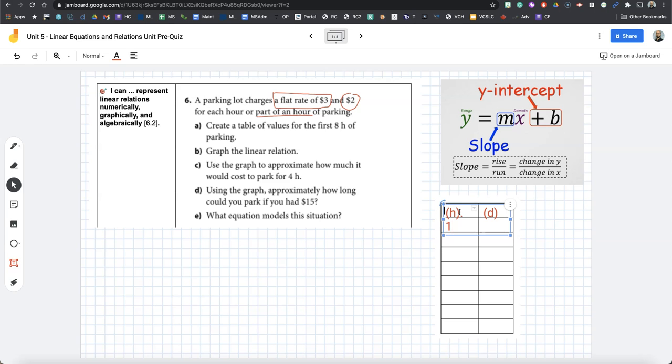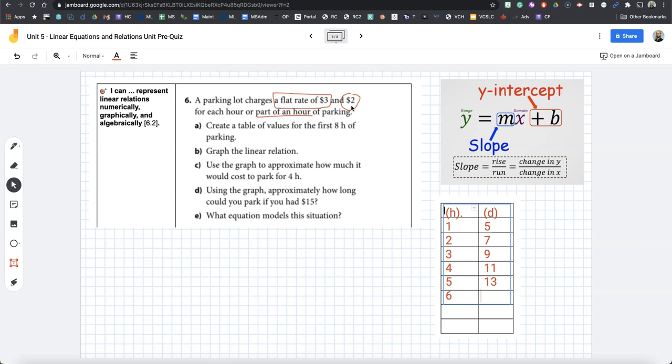So 1 hour goes by. How many dollars? I wish I could ask this, but I can't see anyone right now because I'm by myself. So dollars after 1 hour is $5. After 2 hours, now keep in mind that flat rate of $3 does not change. Once that $3 is paid, we're only adding $2 for every hour after that. So we've got $7. 3 hours is $9. 4 hours is $11. 5 hours is $13.